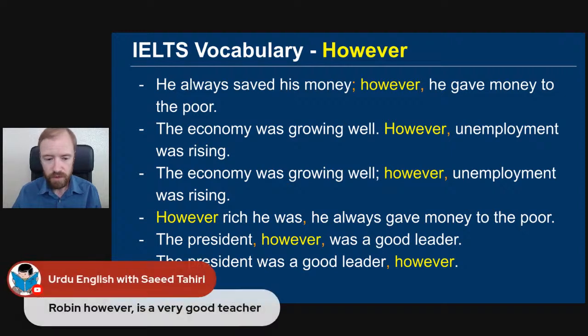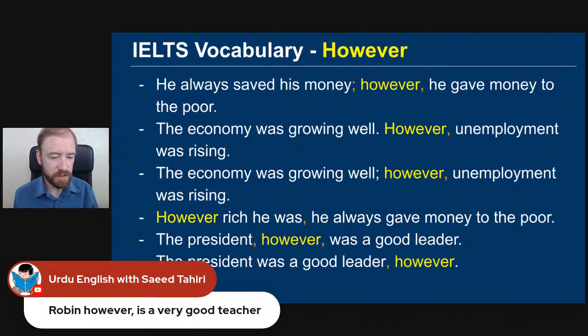So, Urdu English: Robin, however, is a very good teacher. So Urdu, you're missing a comma after Robin, and this is contrast. This is contrast to what? I want to know the previous sentence. So maybe you said, Robin is old. Robin, however, is a very good teacher. Something like that.